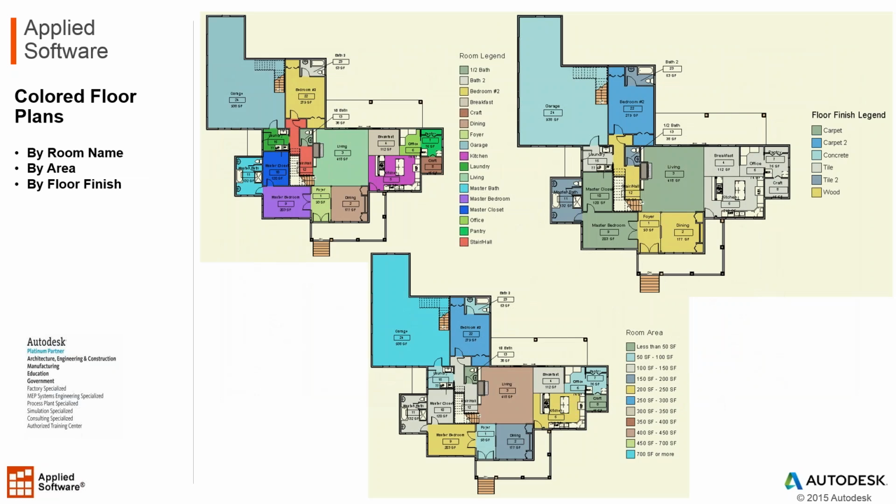One is just showing a colored floor plan to call out the different room names. So if we're looking for a key room or looking for the bedrooms or whatever, we can color code this out so that we can have the bedrooms as one color or whatever.